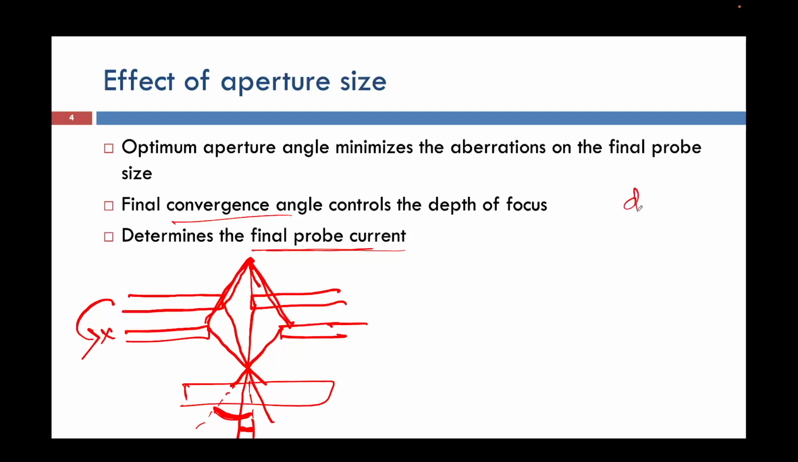Like I told you, we want dp as minimum as possible, ip as maximum as possible, and alpha p an optimum value. There is no such thing as alpha minimum. So alpha p we want as an optimum value, right? Due to that, to get all this information, we have to check our optimum aperture size.